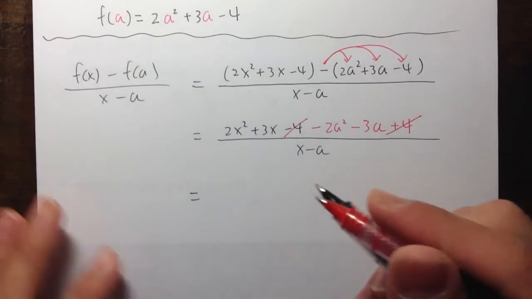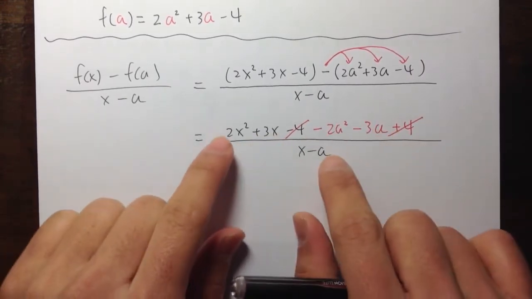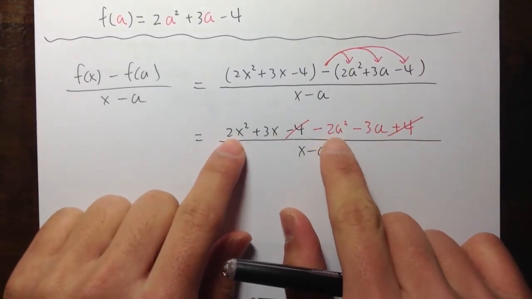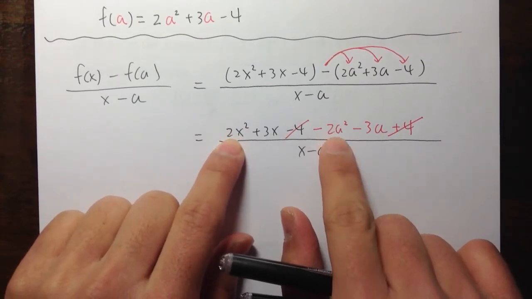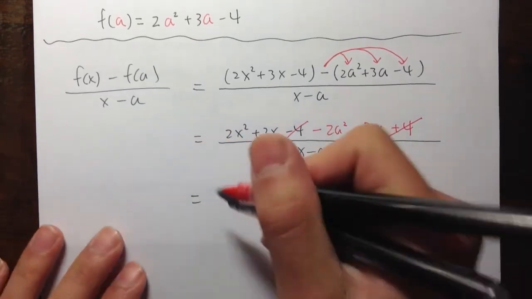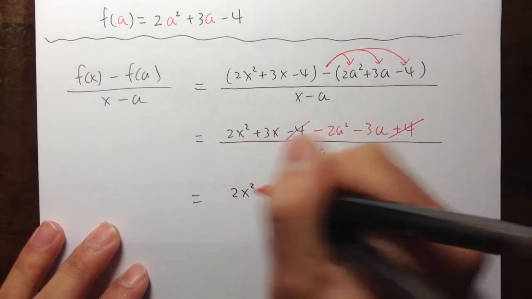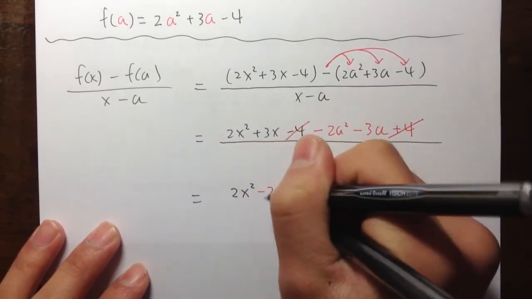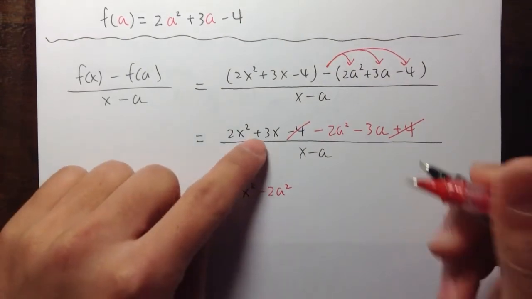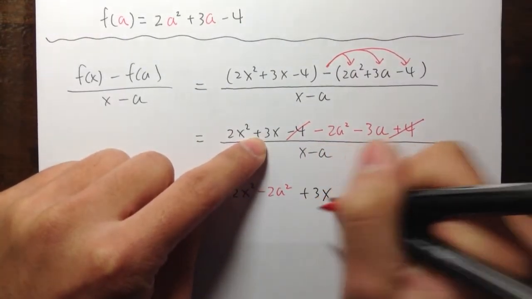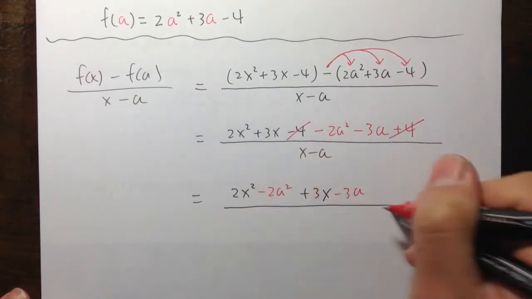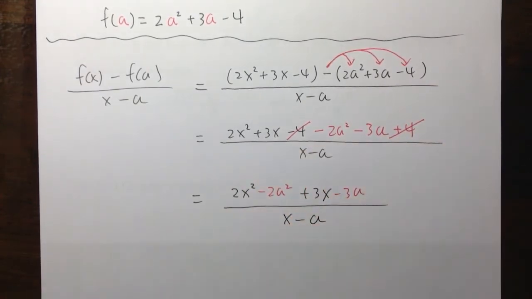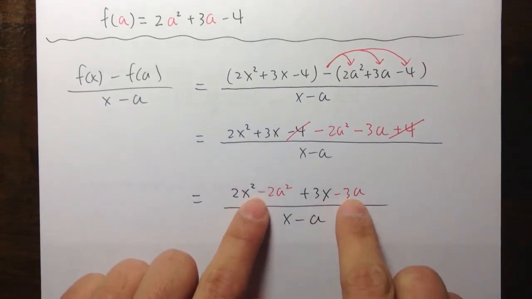So the idea is that I want to collect the square terms together. Let me write the 2x squared minus 2a squared right next to each other, so I have 2x squared minus 2a squared, and then plus 3x, which I'll put together with minus 3a, over x minus a. And now the goal is to try to factor the top.